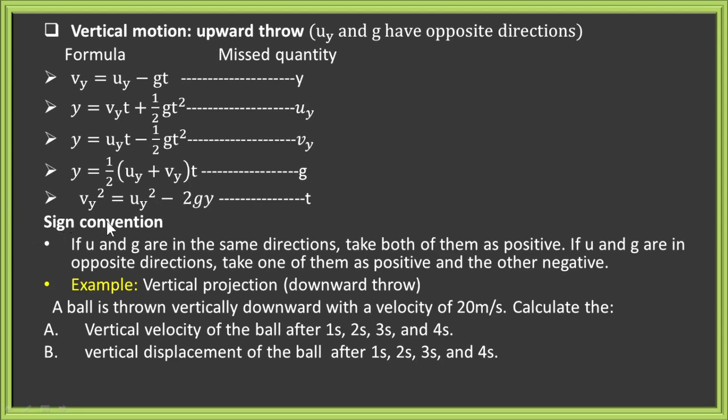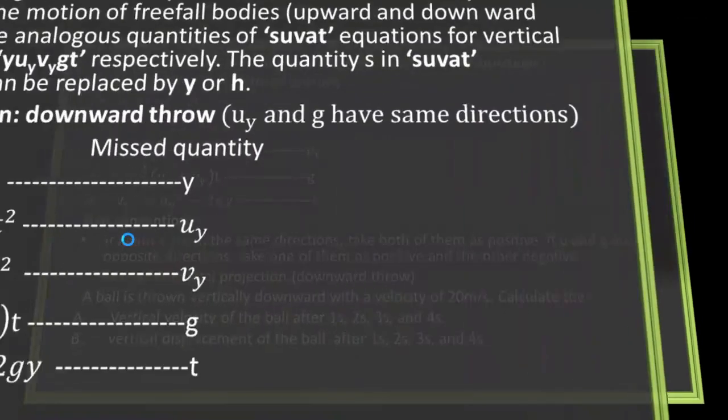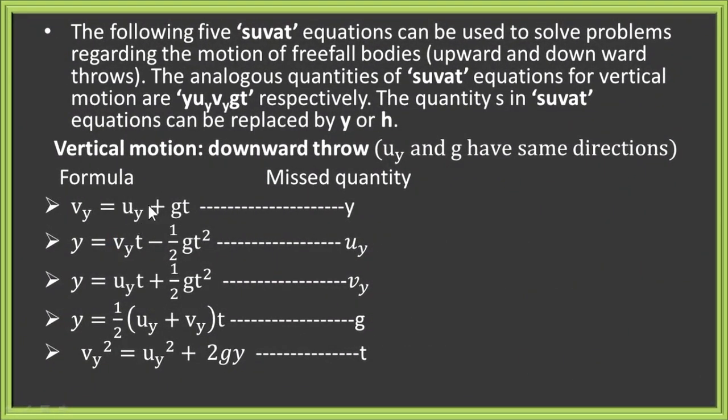Let us see the sign convention. If U and G are in the same directions, take both of them as positive. In our case, in the downward motion of a projectile, U and G have the same direction, and hence we have taken both U and G to be positive, and thus all the sub-equations, with analogous quantities, are replaced without changing the signs of the quantities.